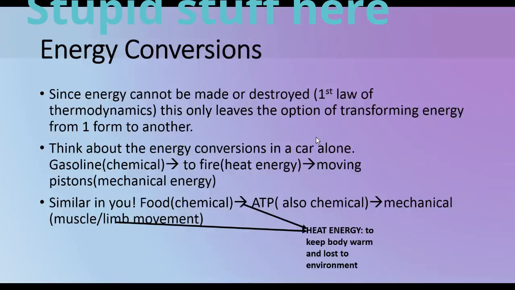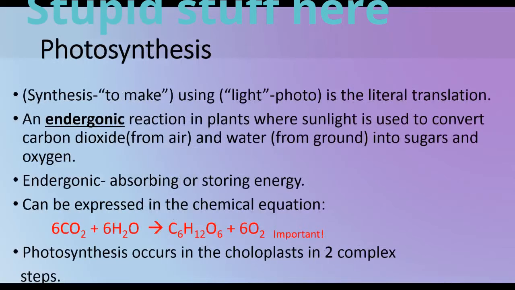And it's kind of the same in you. Your food is the chemical energy. The process of converting it into ATP produces some heat. That's what keeps your body temperature warm. Then we eventually lose that to the atmosphere. And then that ATP allows your body to do things like move your muscles or walk around or run or stretch. So it's kind of similar to what's happening in a car engine with gasoline.